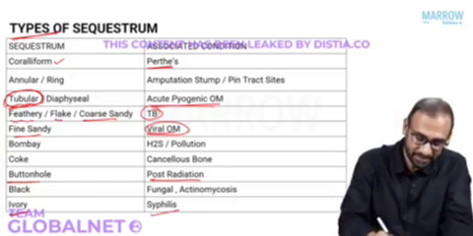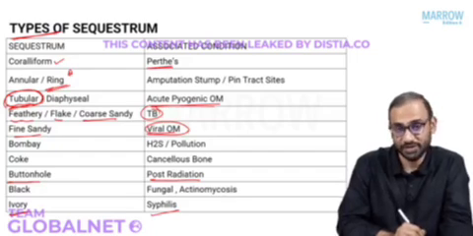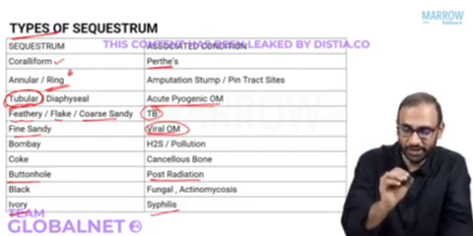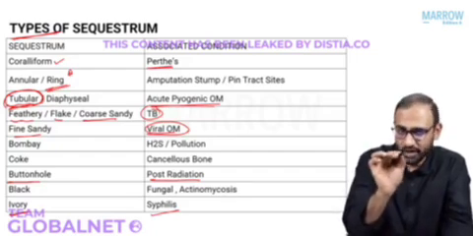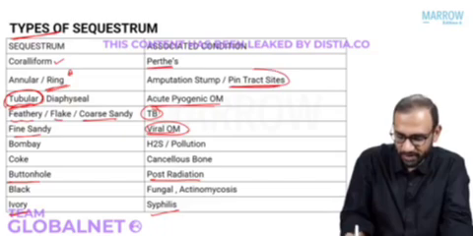But recently in their INI-SET exam, ring sequestrum was asked as a question. Ring sequestrum is a sequestrum, that is the dead bone, seen around the pins that you put in the bone. So pin tract sites. Ring sequestrum seen around the pin tract sites.